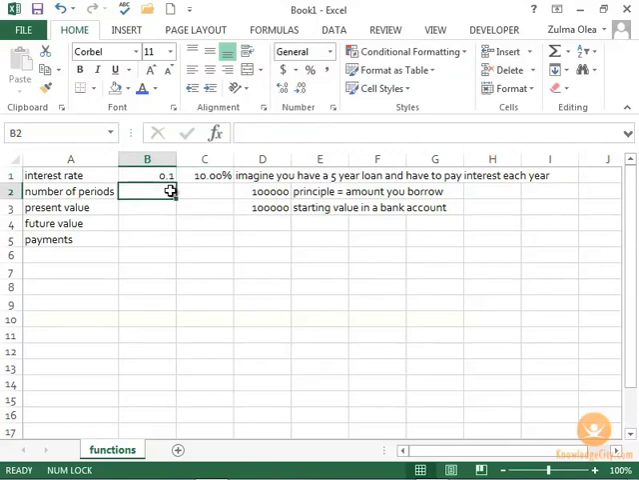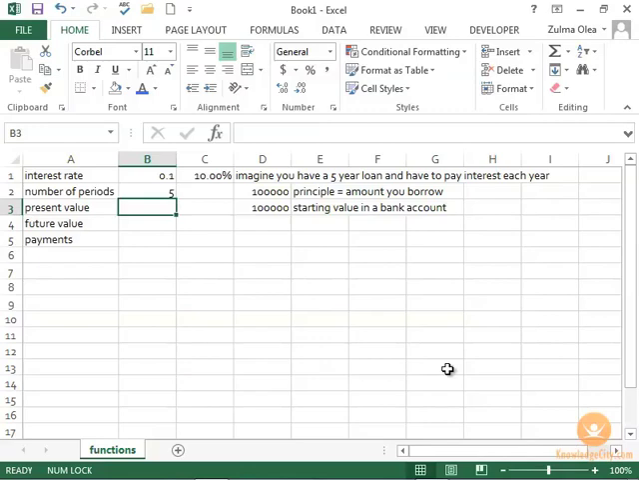If it's a 5-year loan and I pay only once a year, the number of periods of interest will be 5. If I paid twice a year, the number of periods for a 5-year loan would be 10. So you need to know what this means.